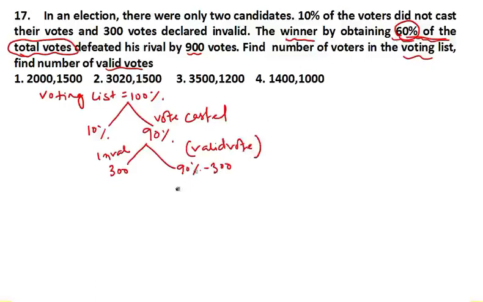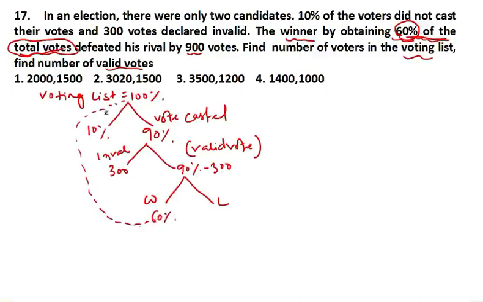Then the winner got 60%. Now this is the winner and this is the loser. It is saying the winner got 60% from the total vote. So what is 60%? If you take 60% of 100, it is 60. Now if it asks from valid vote, then you cannot write 60%, you have to take 60% of the valid vote. That you have to write.